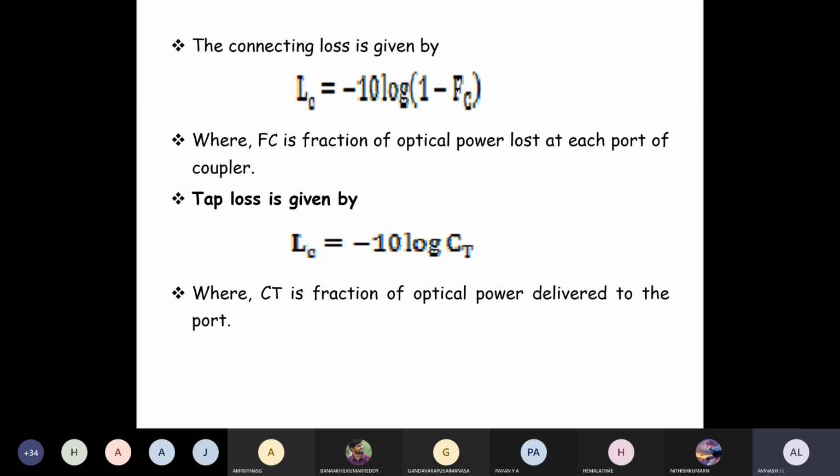So you can make a note of these two equations. Connecting loss LC is equal to minus 10 log of 1 minus FC, where FC is the fraction of optical power lost at each port of the coupler. Tap loss is given by LC equal to minus 10 log CT, where CT is the fraction of optical power delivered to the port.